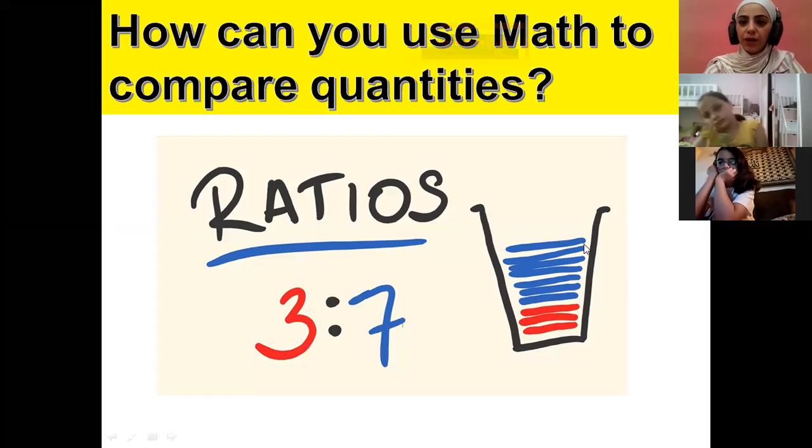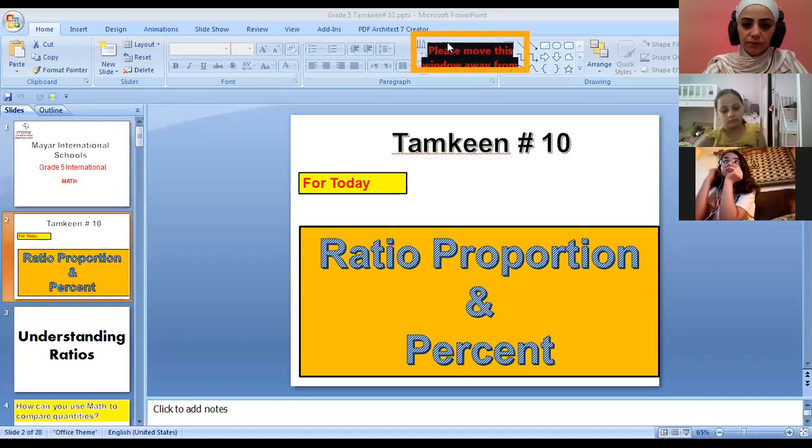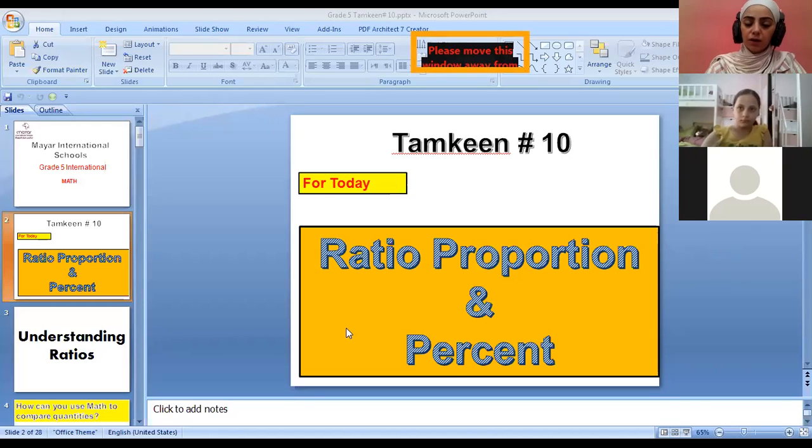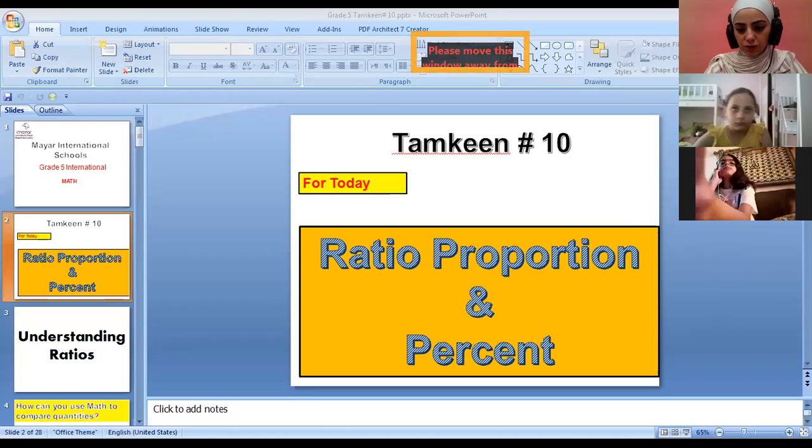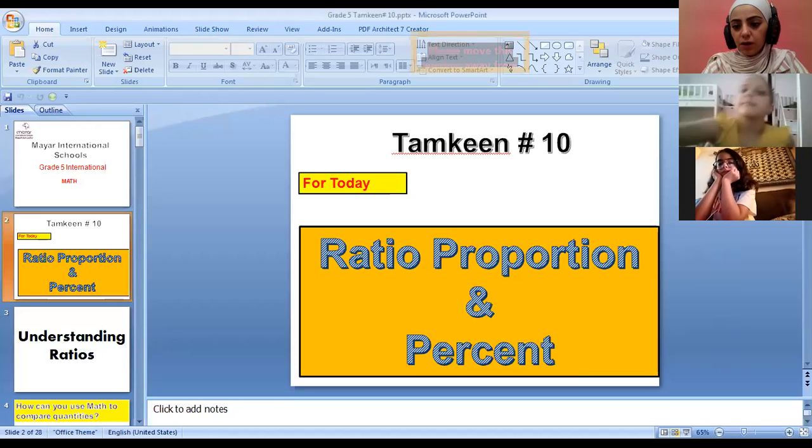You are comparing. So here, guys, why are you raising your hands? Is there anything? Naya? What, Naya? Yes, Naya. Okay. Don't raise your hands if we don't have questions, unless you have something very, very important.